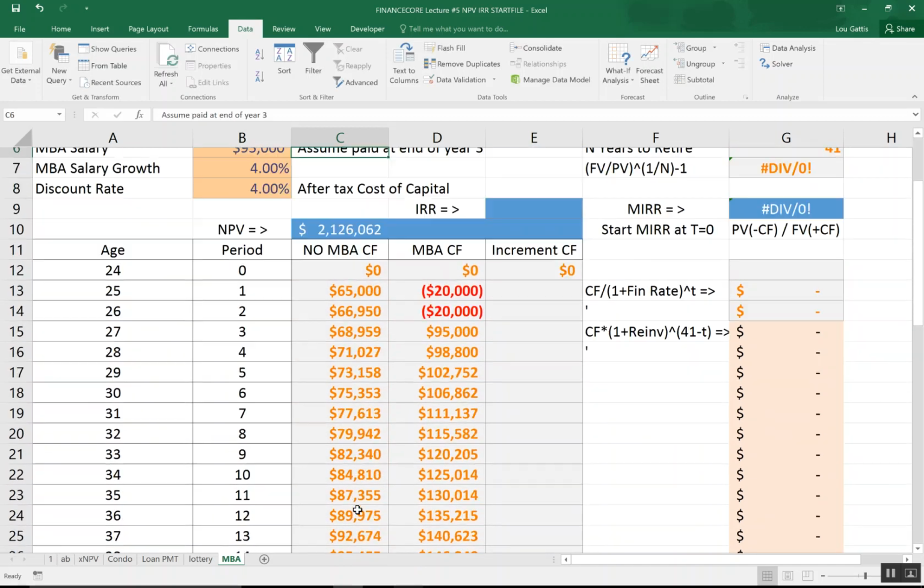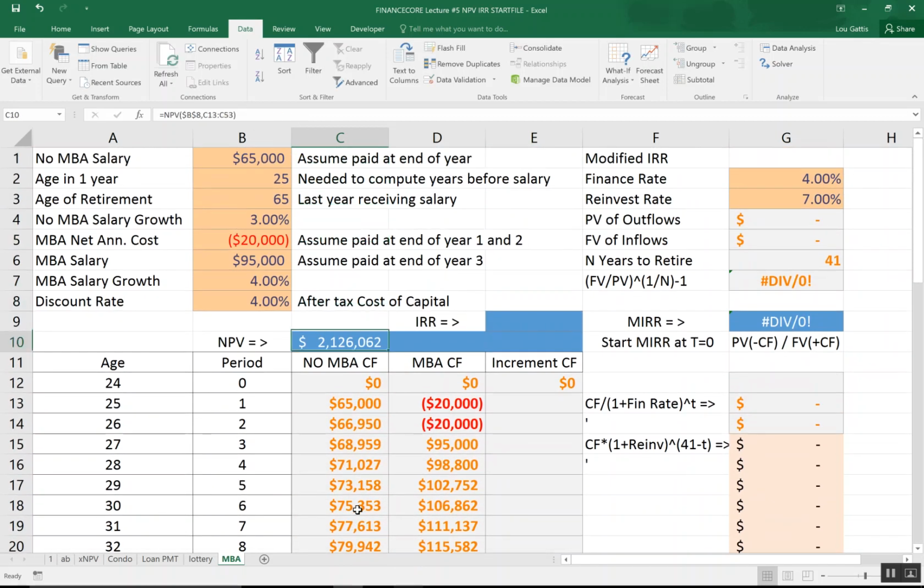So it looks like the present value of my future earnings is $2.126 million. The NPV with an MBA is $3.256 million. So it looks like I'm creating $1.1 million of value over those 40 years in today's terms. However, if we want to talk about the NPV of the investment, it's not a $3.2 million NPV getting an MBA. We could just take the difference, 3.2 minus 2.1, and the NPV would be $1.1 million.